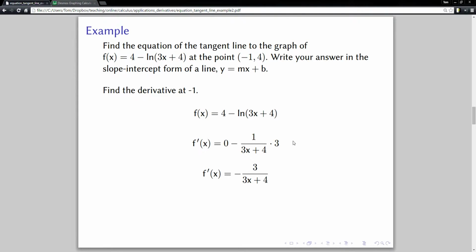Now that we have the derivative, we want to plug in the first coordinate, the negative 1, into the derivative, and that will give us the slope of the tangent line to the graph at the point negative 1, 4. If you simplify that out, you get negative 3. So at the point negative 1, 4, the slope of the tangent line is negative 3.